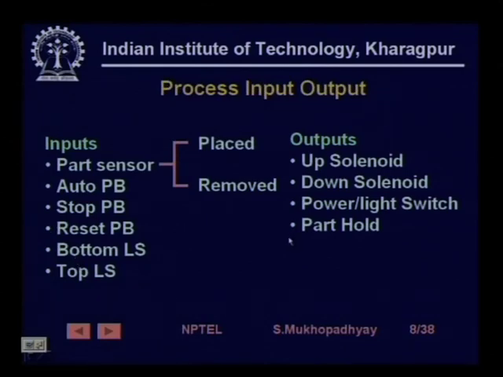For outputs we have four outputs. We have an up solenoid which moves the RAM up, we have a down solenoid which moves it down, we have the power light switch and we have a part holder which holds the parts while they are being stamped. So, these are our outputs.